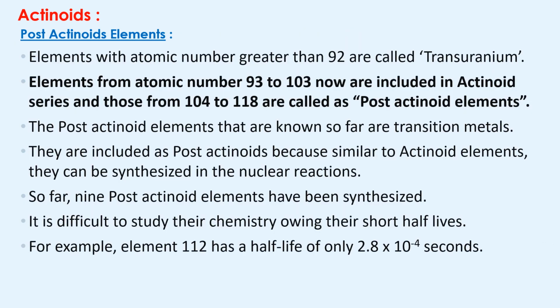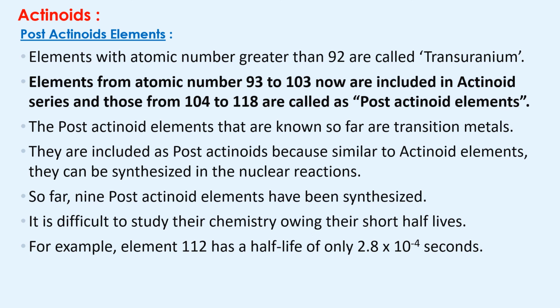Now last is the post-actinoids. What is the meaning of post-actinoid metal? Whenever you have an atomic number greater than 92, it is transuranic. Elements from atomic number 93 to 103 are included in the actinoid series, and those from 104 to 118 are called post-actinoid elements.